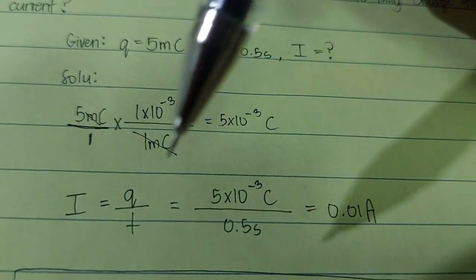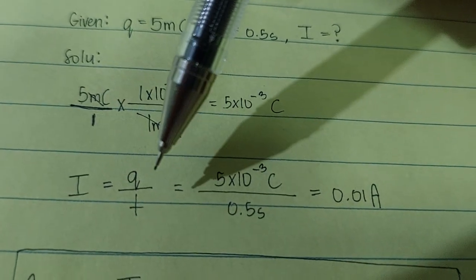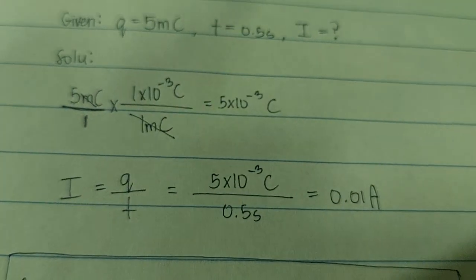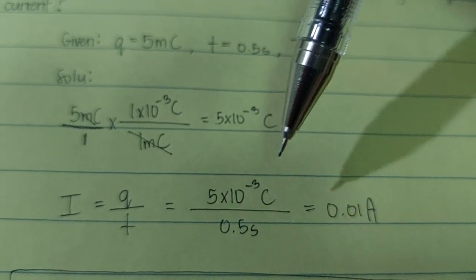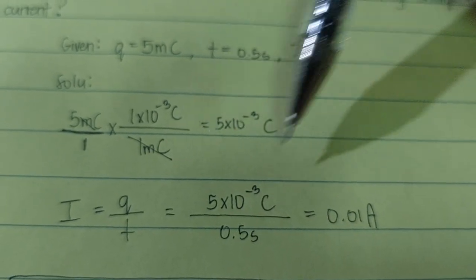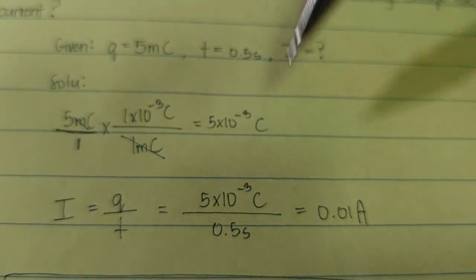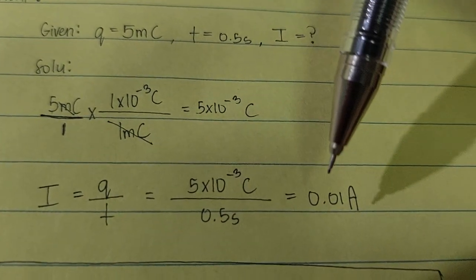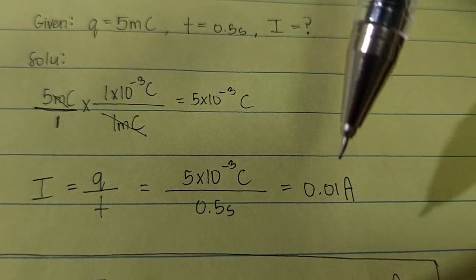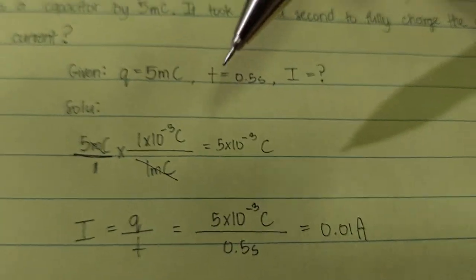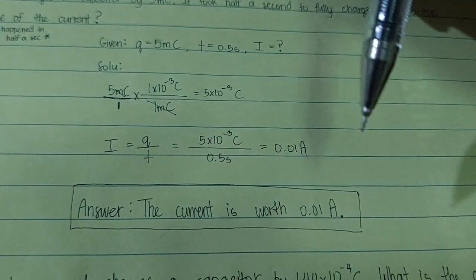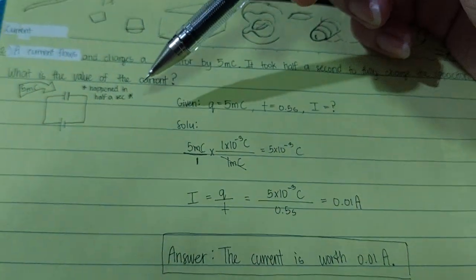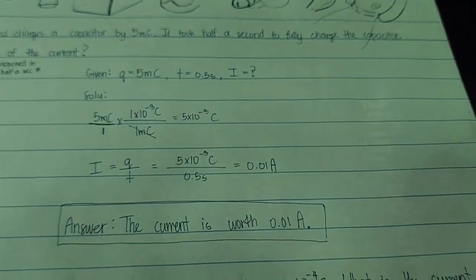So what's the solution? The formula for current is charge divided by time. So we put our charge over here on top, and we put our time here below. So 5 times 10 to the power of -3 coulombs, which is what we solved for here, divided by our 0.5 seconds. Put that in your calculator and you'll end up with a value of 0.01 amperes. And therefore, our answer is the current is worth 0.01 amperes. Because remember, it did ask us what is the value of the current. So the value of the current is 0.01 amperes.